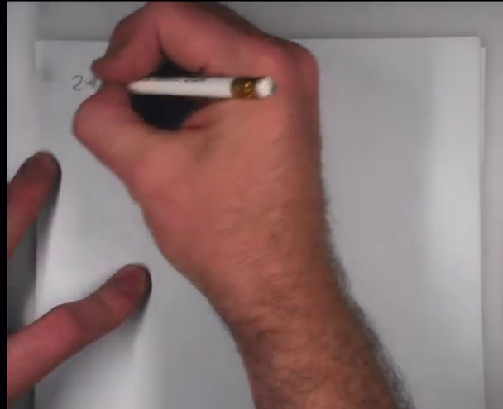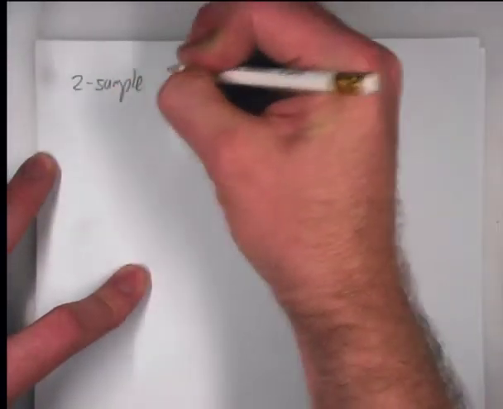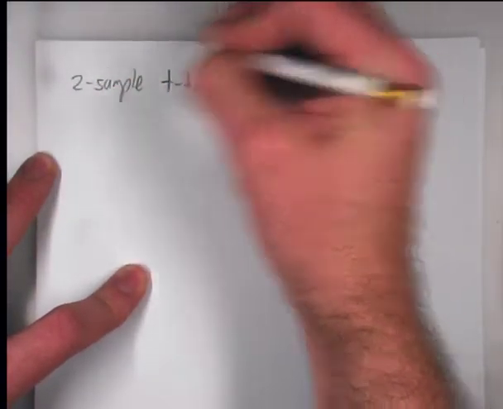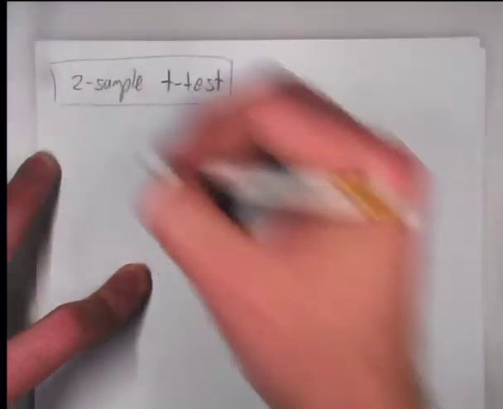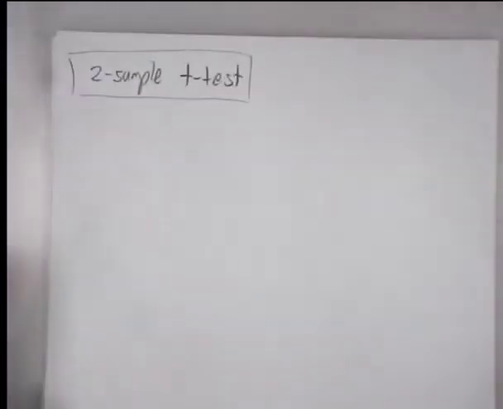And then the next one is the two-sample. Did he call it two-sample or independent samples, or do you remember what he called it? Two-sample? Cool.